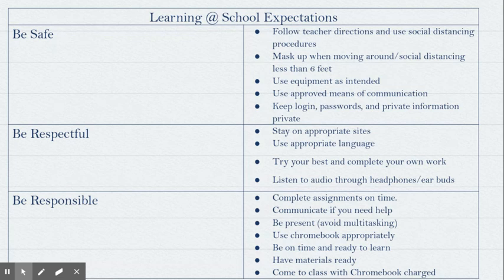Learning at school expectations. To be safe, follow teacher directions and use social distancing procedures. Mask up when moving around, social distancing less than 6 feet. Use equipment as intended. Use approved means of communication. Keep login, passwords, and private information private. Stay on appropriate sites. Use appropriate language. Try your best to complete your own work. Listen to audio through headphones and earbuds. Complete assignments on time. Communicate if you need help. Be present. Use Chromebook appropriately. Be on time and ready to learn. Have materials ready and come to class with your Chromebook charged.